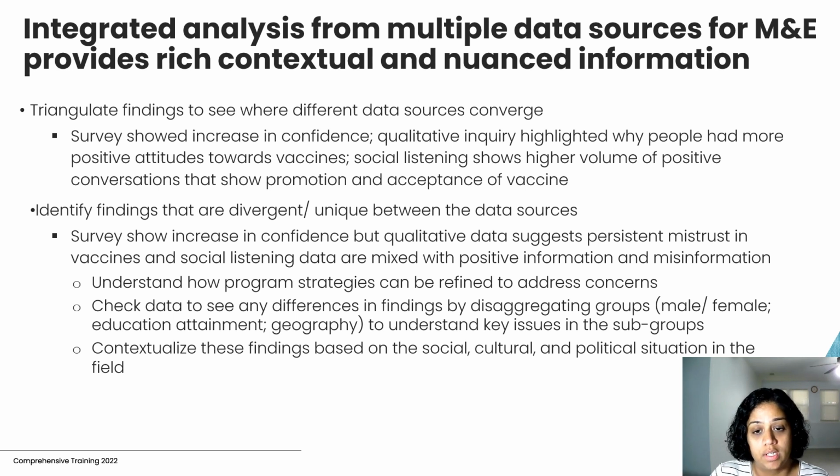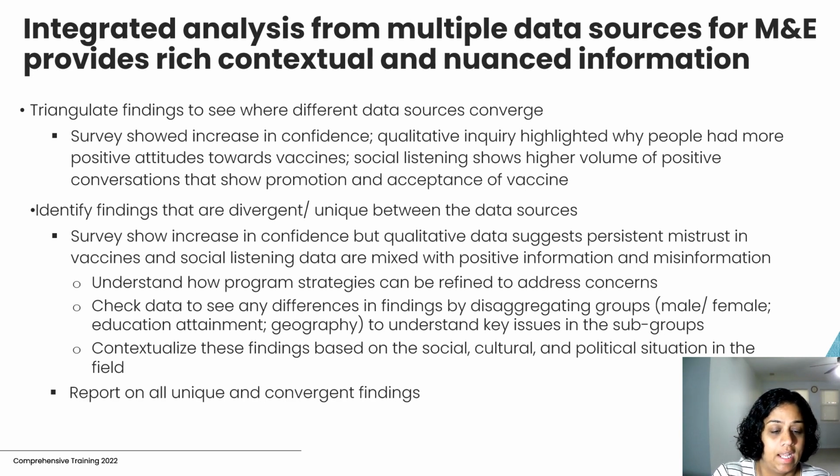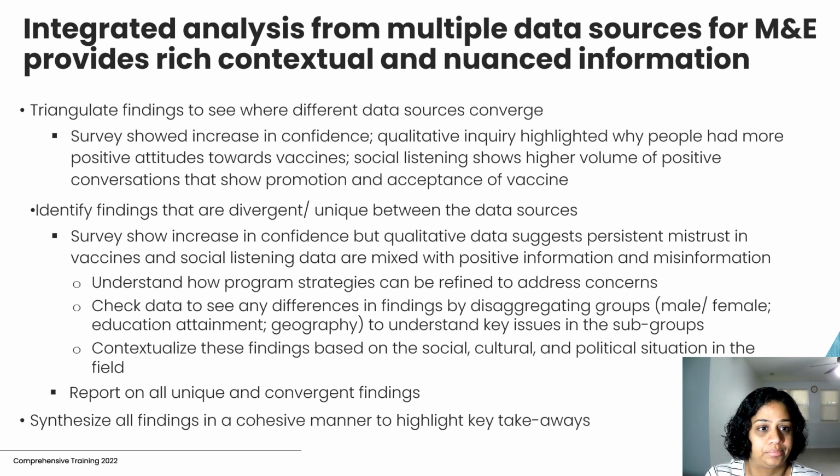What may be some of the reasons why I'm seeing these different findings in qualitative versus quantitative, or maybe there's a mismatch between what people are reporting in their surveys, but online the sentiment is completely different. So it really helps you triangulate and understand what the issues are around the different sources of data, and how you make sense of that and synthesize that. And lastly, it's important to report on all unique and convergent findings, so you get a very comprehensive picture of your program and how it worked and its effectiveness. And you want to synthesize them in a very cohesive manner so you can highlight the key takeaways for your different stakeholders.